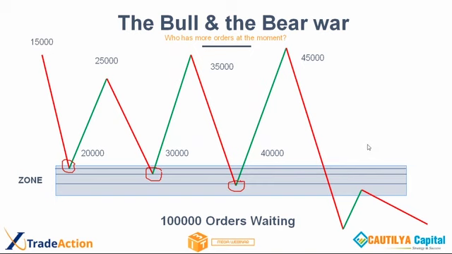Can you guys understand how the concept works and how institutions play? And we are looking for such specific strong zones where we can take the trades. This is just an example to show how this fight, the bull and bear fight, happens. These numbers are not volume, they are just the pending orders. You guys don't have to care about the numbers. Just try to understand the concept.